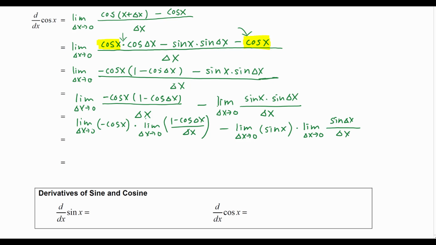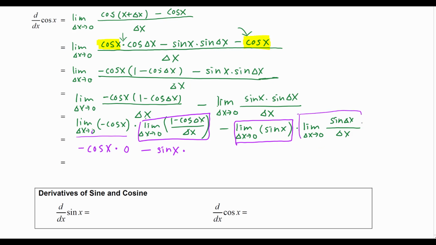So now we can use a special limit formula. When the limit of delta x approaches 0, this expression negative cosine x has no delta x in it. So the limit of that will be just negative cosine x times the limit of this, which is equal to 0, minus the limit as delta x approaches 0 of sine x, which is just sine x, and then the limit as delta x approaches 0 of sine delta x over delta x is 1. So this becomes 0 and I get negative sine x. So we just derived that the derivative of cosine x is negative sine x.